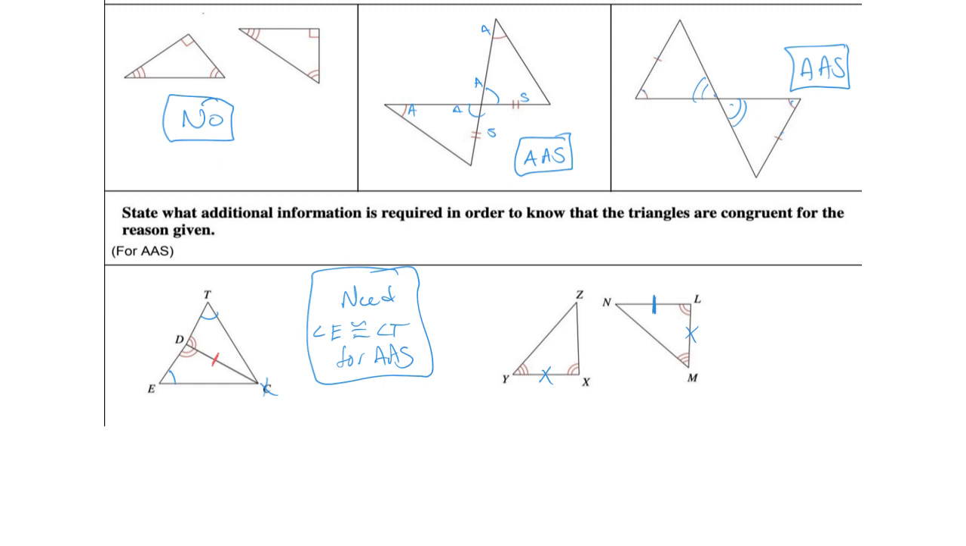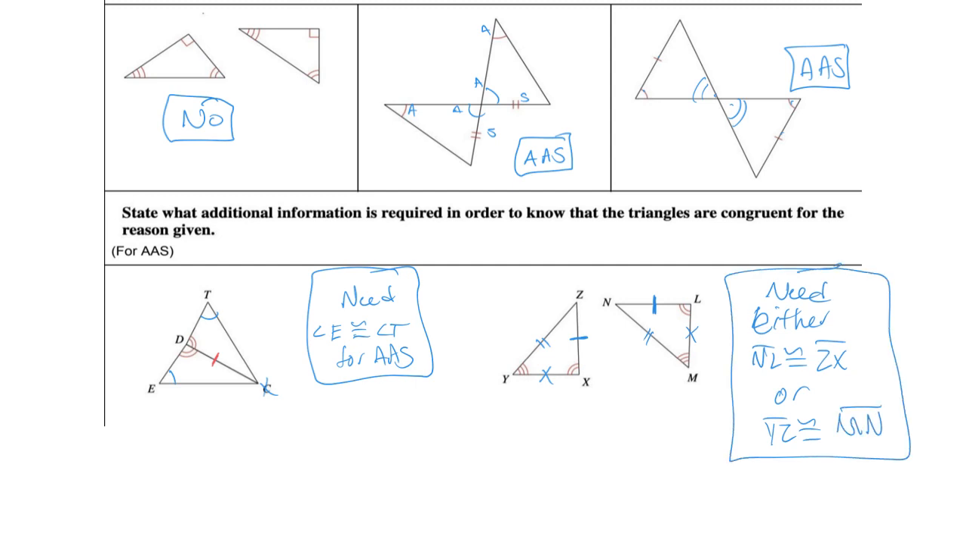The next one, we cannot add the two sides LM and XY because they're included, but we can actually add two different ones, right? So we need either NL is congruent to ZX, right? So that side would make it angle angle side, or the other side, right, that's not included, which is YZ and MN. So either one of those would make it angle angle side. So you could add either one of those and prove that they're congruent triangles.